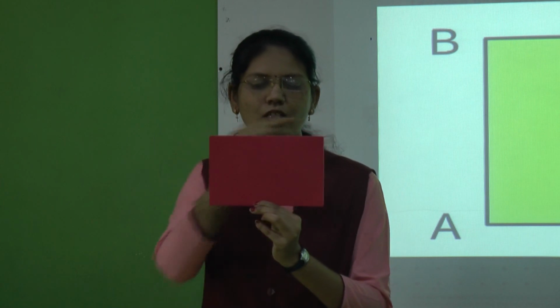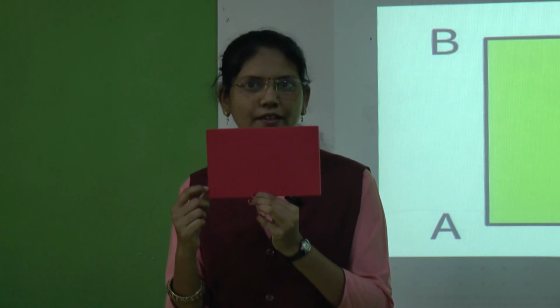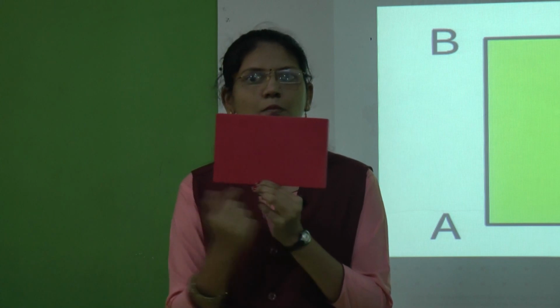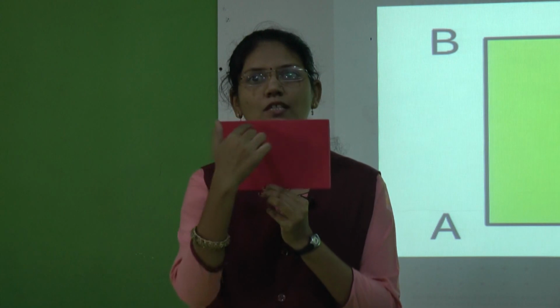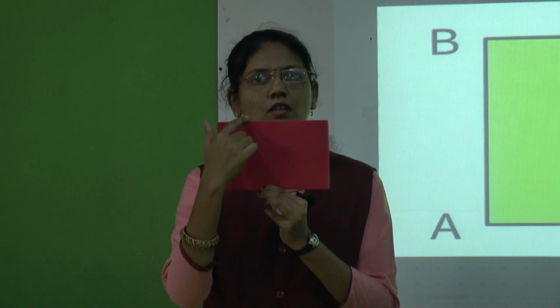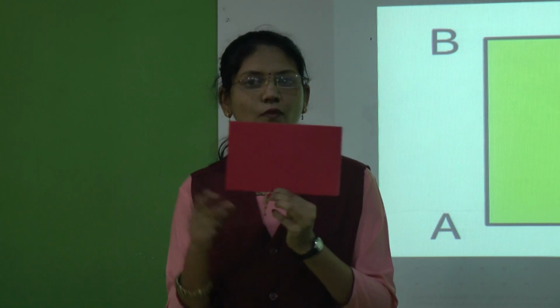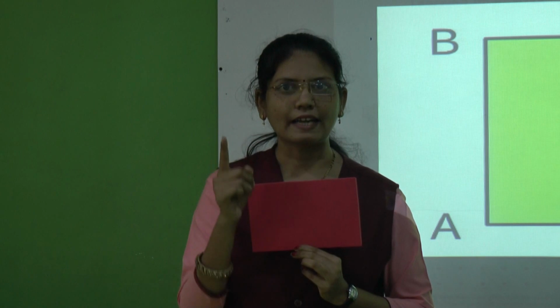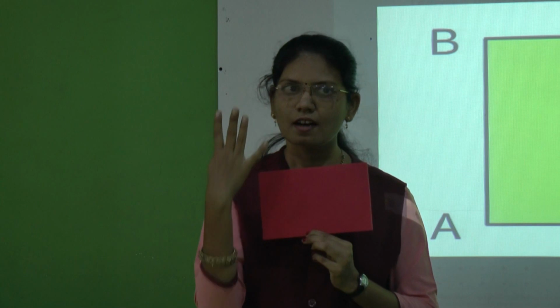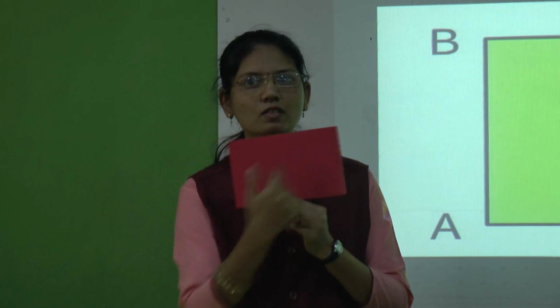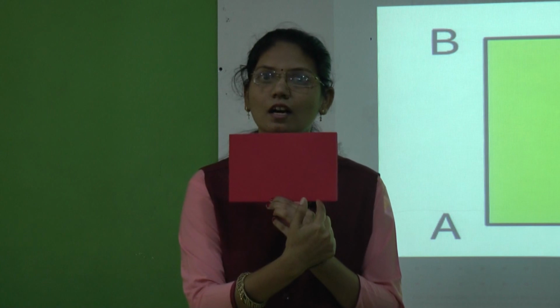No. But see this side and this side. Both sides are the same. Not all 4 sides are equal, but this side and this side are equal in length, and these two sides are opposite to each other. So opposite sides of the rectangle are the same. What was the first property? The rectangle has 4 sides. And the next property is that the opposite sides of the rectangle are the same.